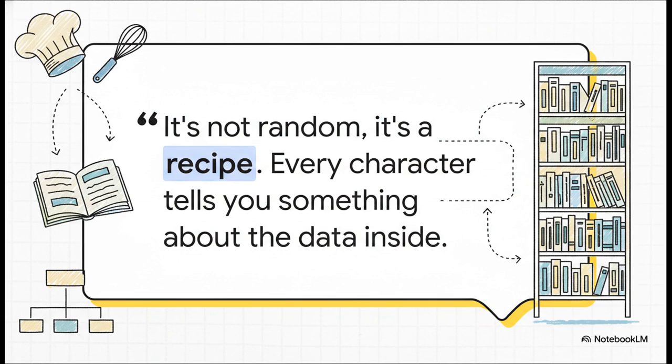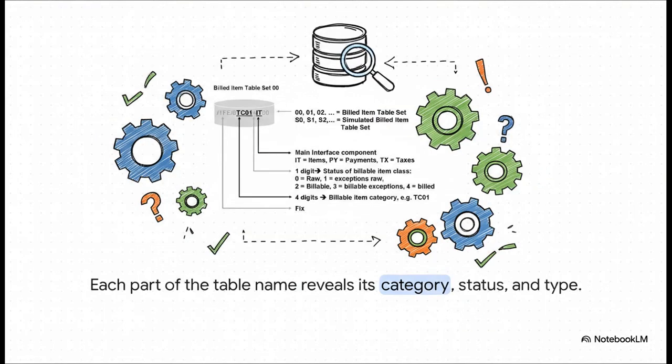Or maybe like a secret code where you have the key. Every single character in that name is there for a reason, telling you a specific story about the data that's stored inside. It's actually designed to be crystal clear once you know how to read it. And this diagram lays it all out perfectly.